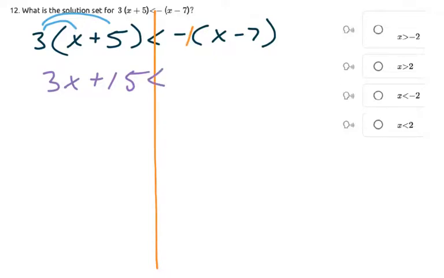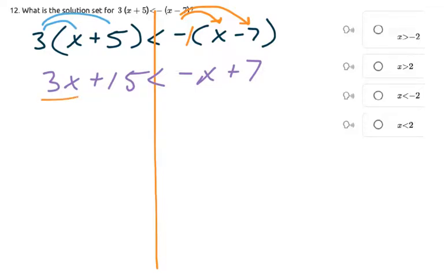Negative sign means negative 1. So we're distributing negative 1 times x and then negative 1 times a negative 7 right there. So negative 1 times x is negative x, and negative 1 times negative 7 is plus 7, okay? That cancels out those negatives.